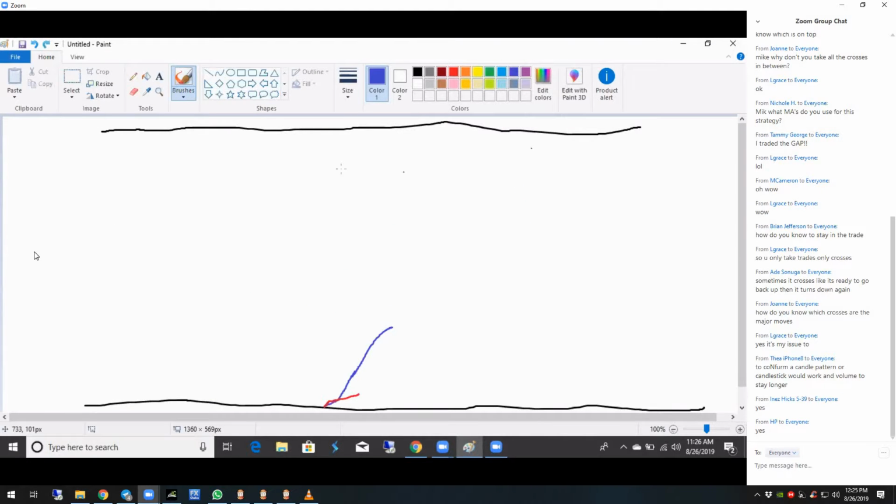Can I stay in this trade? Yes, I can. How? The red line hasn't caught up with my blue line yet. Look at it as a race. Once that red line catches up with that blue line, you're going to get a cross.